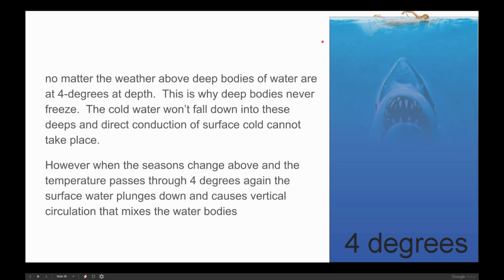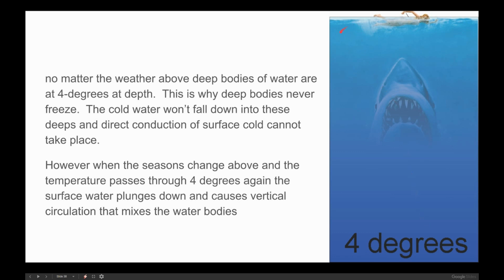Now, what happens if water didn't do this? If when water got colder, it would just fall to the bottom. 4 degrees doesn't seem like much, but once you get the bottom down around 0, you're going to start having trouble with some life forms existing in it.